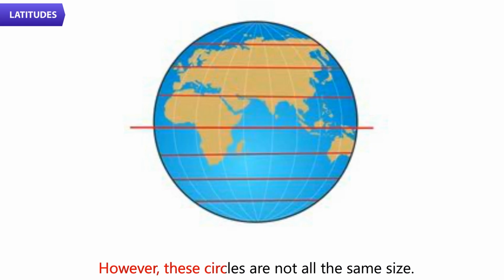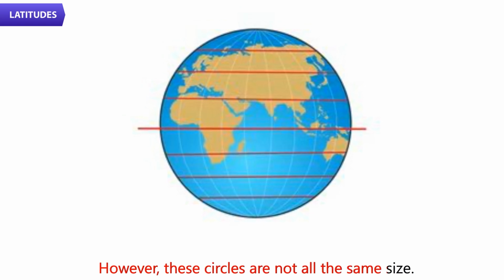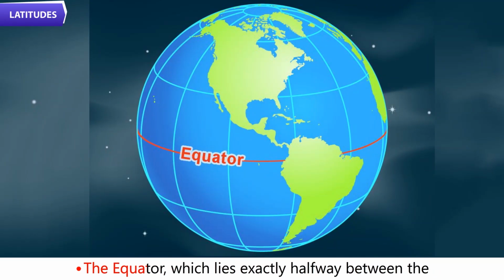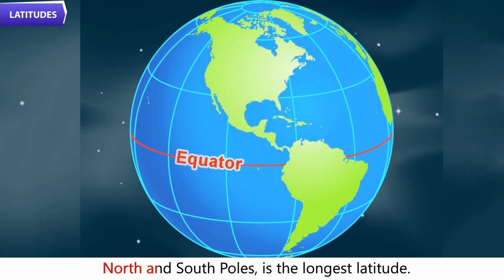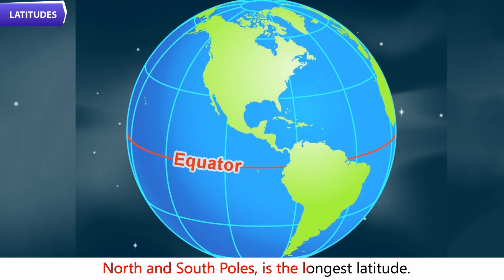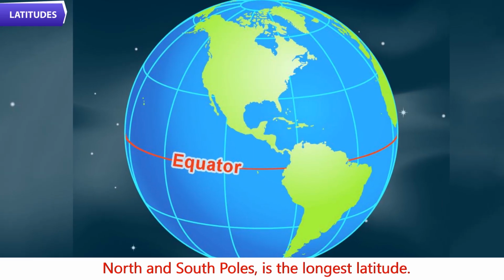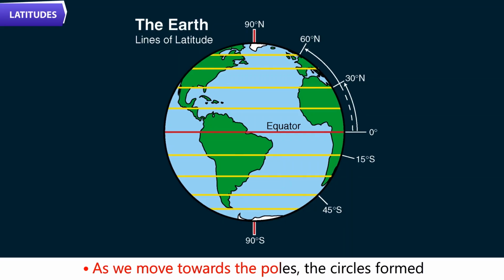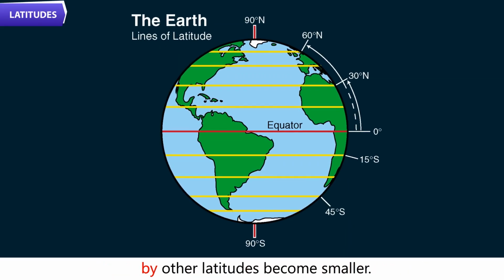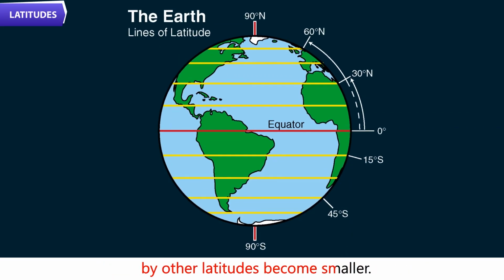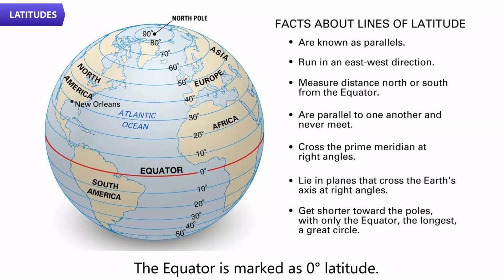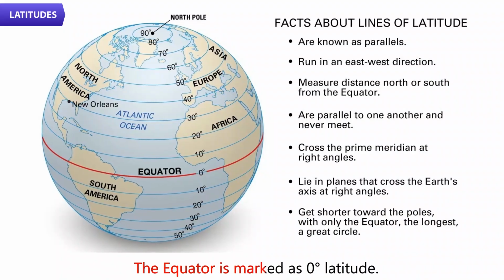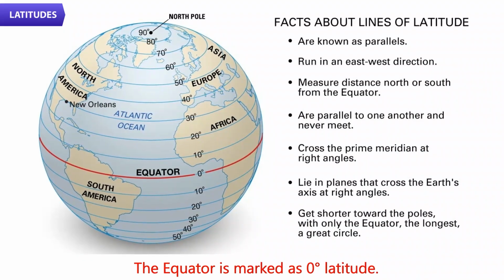However, these circles are not all the same size. The equator, which lies exactly halfway between the north and south poles, is the longest latitude. As we move towards the poles, the circles formed by other latitudes become smaller. Latitudes are measured in degrees. The equator is marked as 0 degrees latitude.